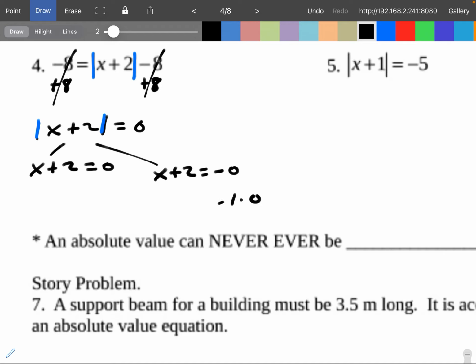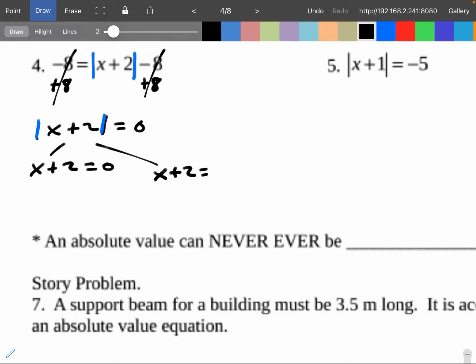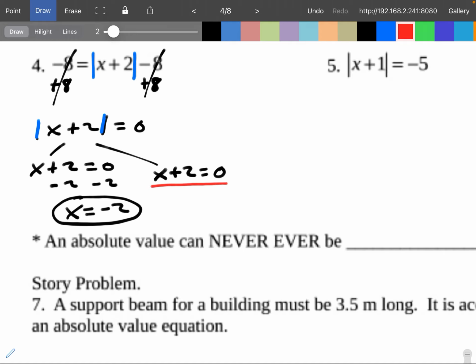But what's the negative of 0? 0. Yeah. Negative of 0 is the same thing as negative 1 times 0. That's just 0. So that's just 0 over here on the right-hand side. Well, do you see that both equations are the same? Well then, I'm only going to get one solution, right? If I subtract 2 and I subtract 2, I just get x equals negative 2. 0 take away 2 is negative 2. And so really, this other case would just give me the same answer, right? This case right here would also give me x equals negative 2. So there's only one solution for this one.